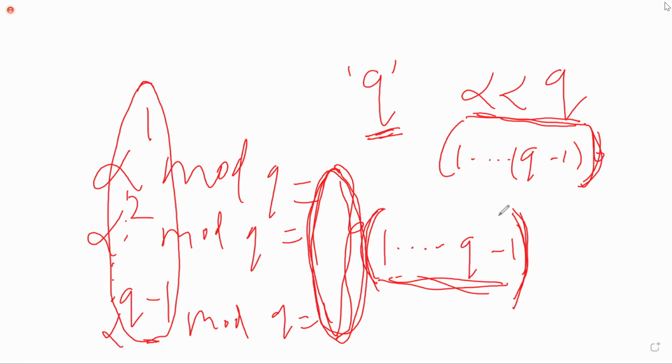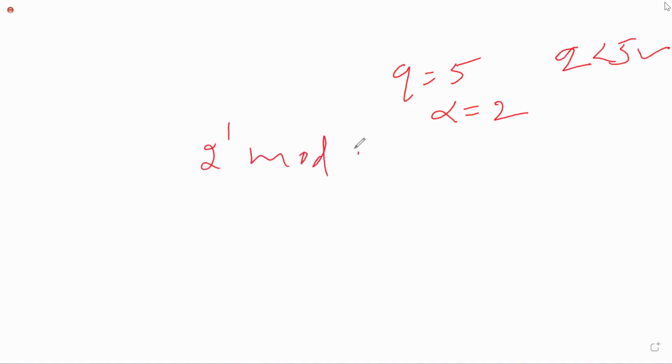Suppose we take some number, so q is equal to 5, and I am going to choose alpha is equal to 2. We need to check whether it is a primitive root or not. So the first step is 2 is less than 5. It is true. The second step is we need to do 2 power 1 mod 5.